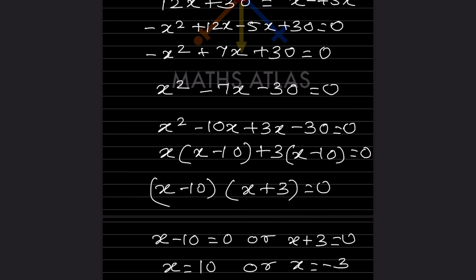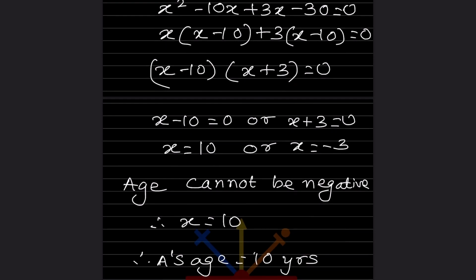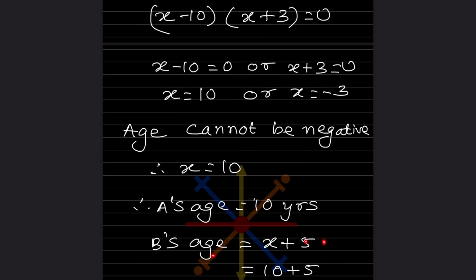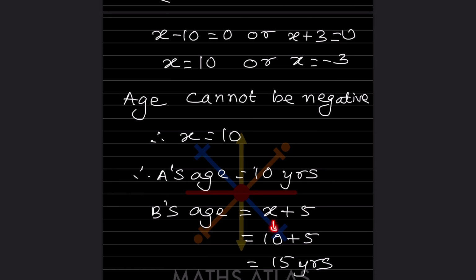So x is going to be 10, or x is going to be minus 3. So here this age cannot be negative, right? So we'll write here x is 10. So A's age, which we have considered as x, that will be 10 years, and B's age is x plus 5. In place of x we'll put 10, that will be 10 plus 5, that will be 15 years.